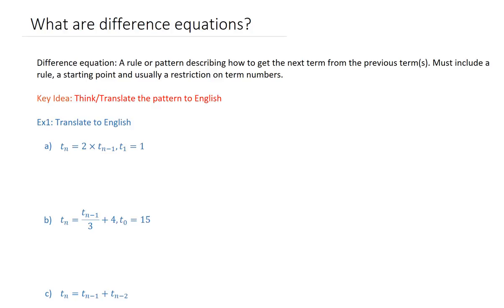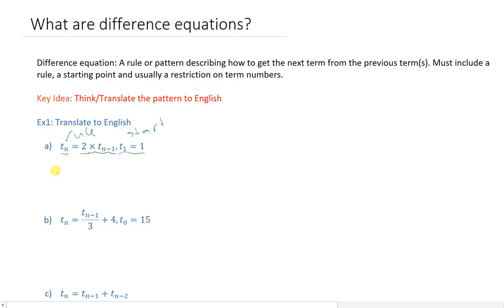So, first example, all I want you to do is translate it. Tell me, what is the pattern actually saying to you? We'll get to actually using them in another video. Here we've got Tn is equal to 2 times Tn minus 1, where T1 is equal to 1. There are 2 pieces of information. The first is the rule, and the last little bit is my starting point. We want to be able to describe both the rule and the starting point.